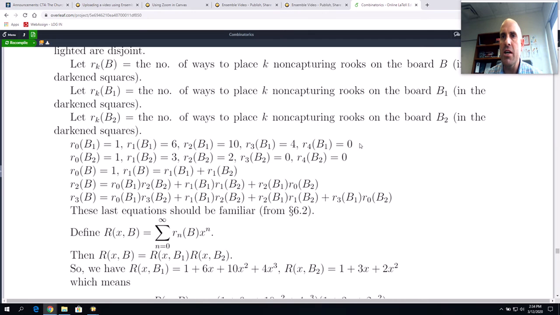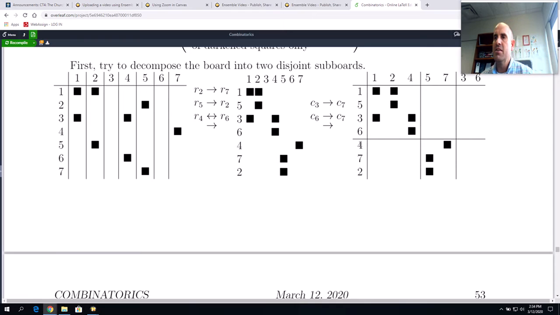What about this R sub 2 of B1? Well, let's take a peek at that. That's a little bit more complicated. Essentially I can place a rook. Let's work our way from left to right and top to bottom. So if I'm going to place two rooks on this board right here, and I place a rook in the upper left corner, that eliminates this square below it and this square to the right of it. So how many options do I have for where I could place the second rook? If a rook is in this upper left square, then that eliminates this row and this column, and I would have one, two, three places I could place a second rook. So that's three. If I place a rook in the upper left square, I have three ways to place a second rook.